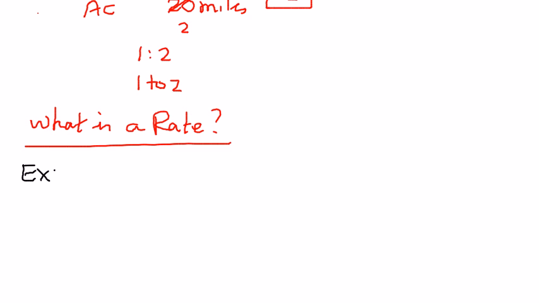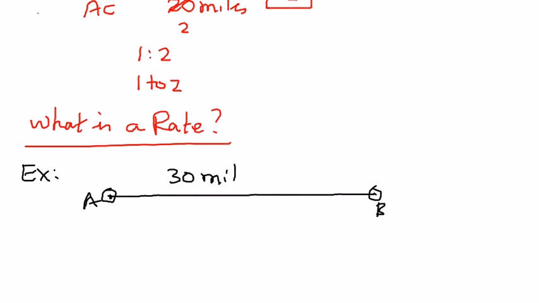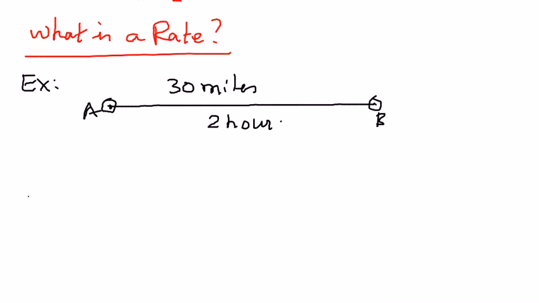Let's say we are taking a road trip and we're going from point A to point B. This is point A, this is point B. And the distance between point A and point B is 30 miles. And the time it takes to travel this distance, let's say it takes us 2 hours, just for our understanding's sake. And the way we can understand rate here is as follows. We're going to write the distance between point A and B and the time it takes to cover that distance.